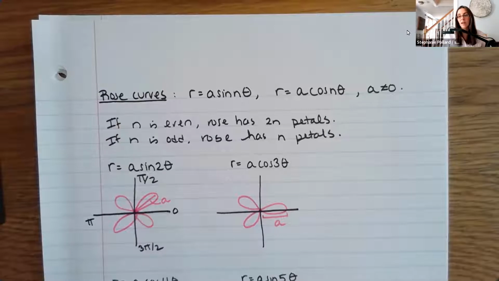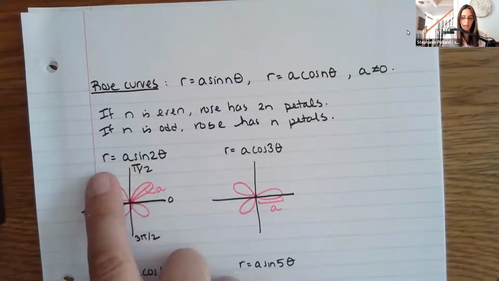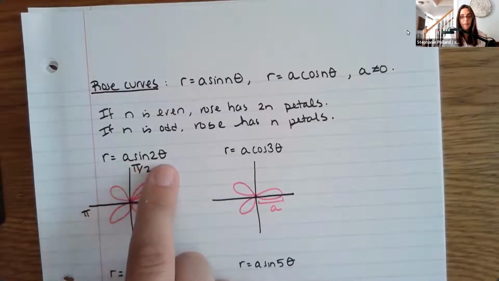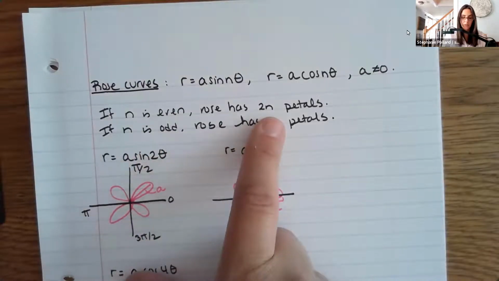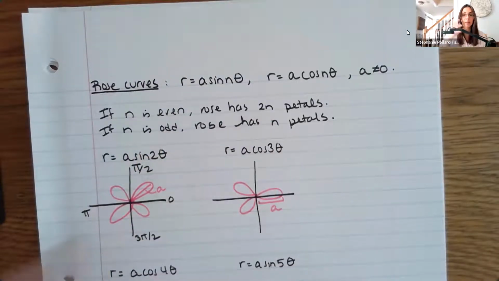If n is an even number, the rose has twice as many petals as the n. And if n is odd, it has that same number of petals. So for instance, let's say you had something like r equals a sine of 2 theta. Well, 2 is even, so it would have 2 times 2, which is 4 petals. So this would be symmetric. Obviously, I'm drawing this by hand, but your rose would look like this.